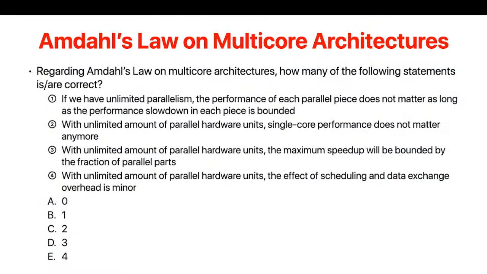So let's look at each, right? Some of you are interested in sharing your thoughts. Statement one was false because the performance gain has to be greater than the slowdown. It's not enough that the slowdown is just bounded. If we have unlimited power, the performance of each piece does not matter as long as the performance slowdown on each piece is bounded. So you think it's incorrect? Yeah. Why? Because doesn't the slowdown have to be less than the performance gain?